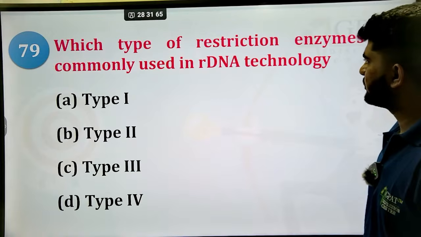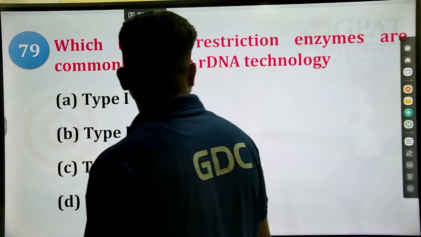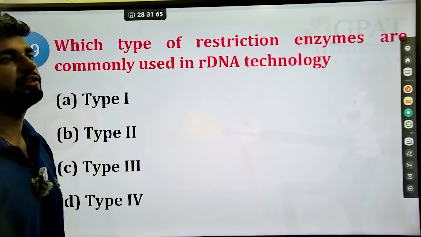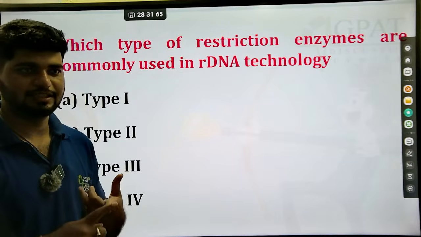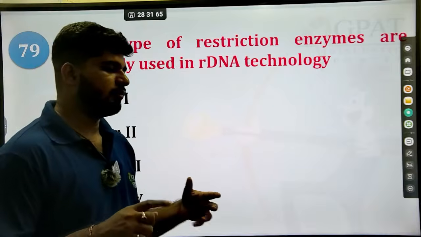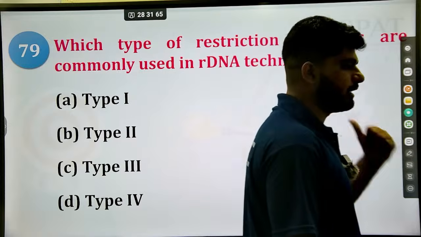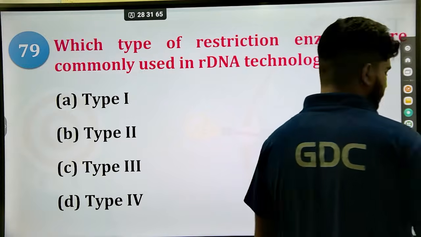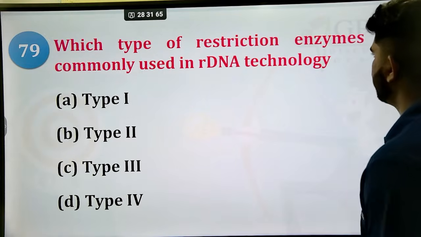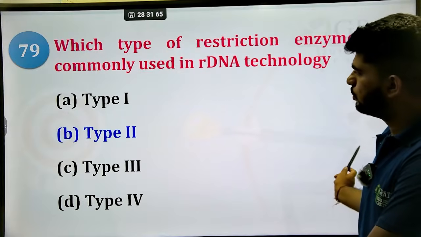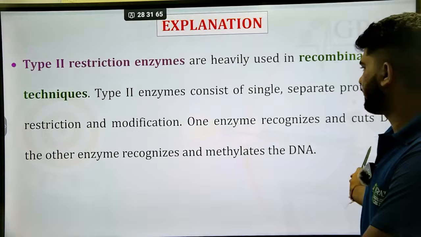Okay. Now, which type of restriction enzymes are commonly used for rDNA technology? You know, rDNA technology is useful for vaccine development, monoclonal antibodies, right? All those things we use rDNA technology for. So which type of restriction enzymes are commonly useful for rDNA technology? That is your type 2 over there.